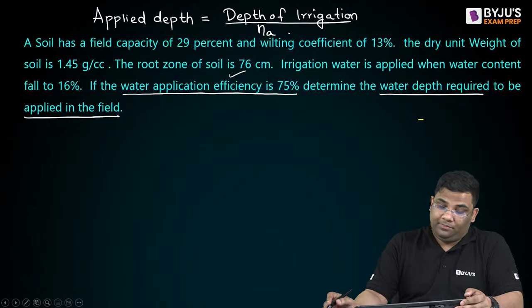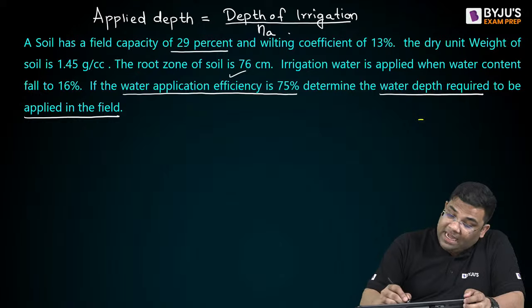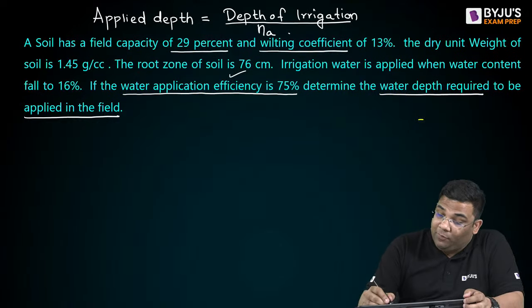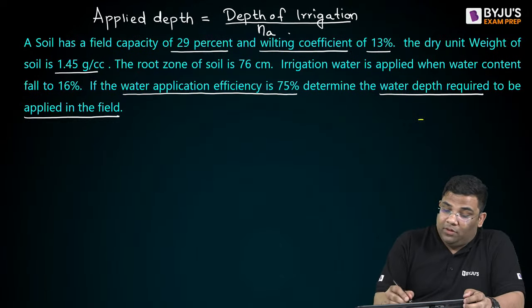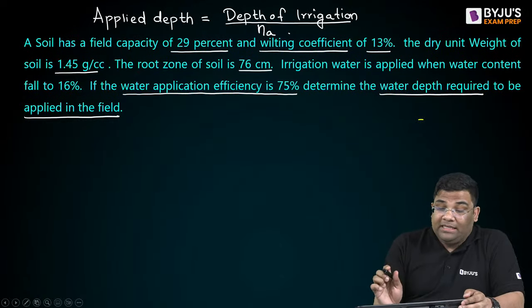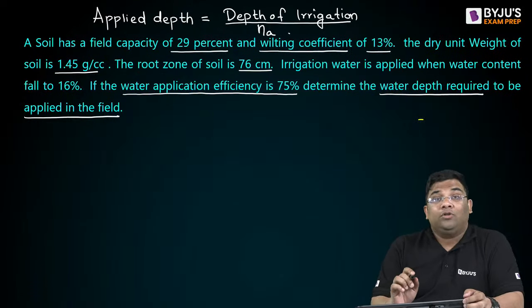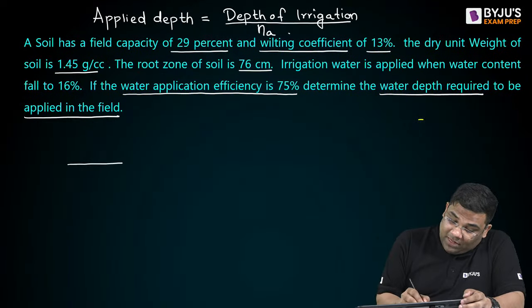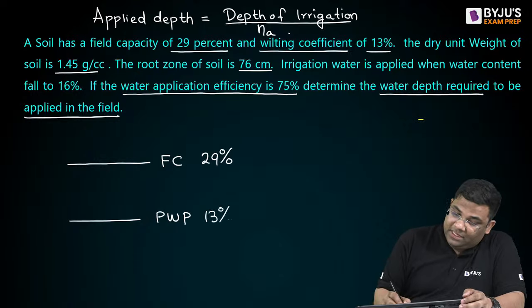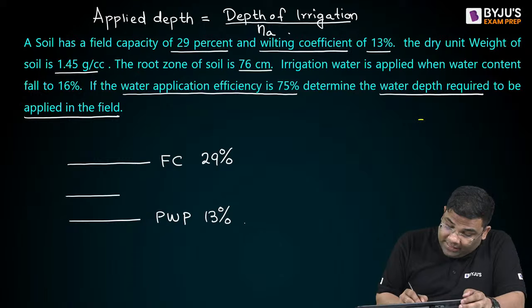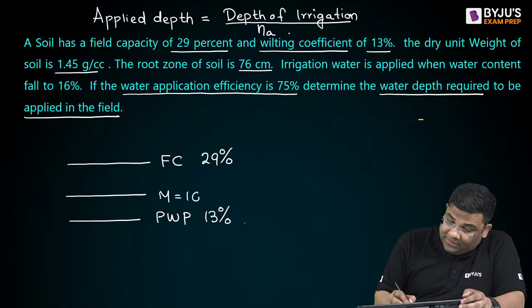So you see field capacity is given and wilting coefficient, or permanent wilting point, is given. The dry unit weight is this, and the depth of root zone is this. Irrigation water is to be applied when the water content falls to 16%. That means this is your field capacity, 29%, and this is your permanent wilting point, 13%. So when the moisture content falls to 16%, I do the irrigation.